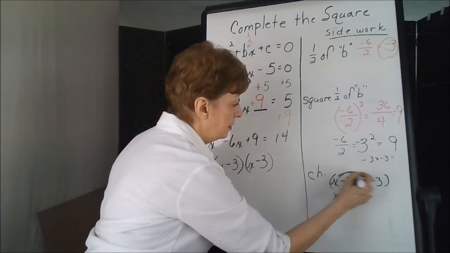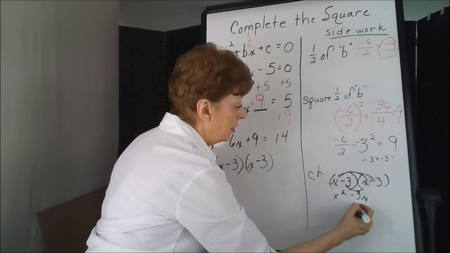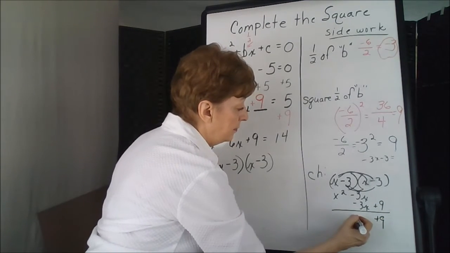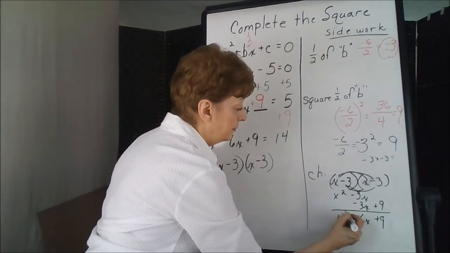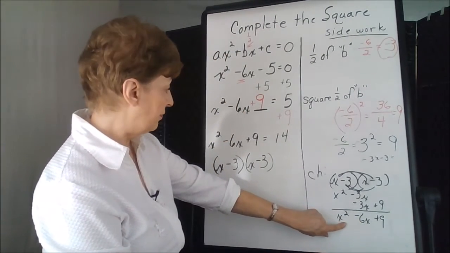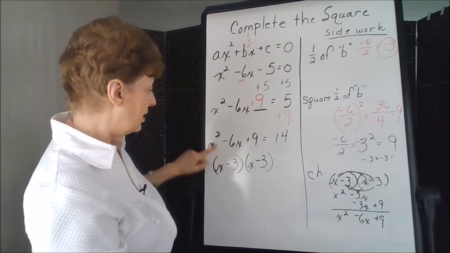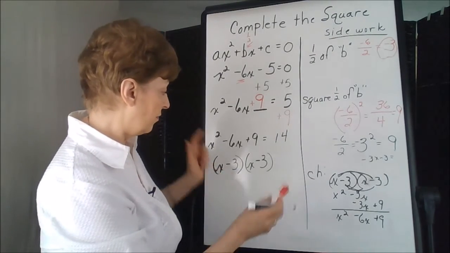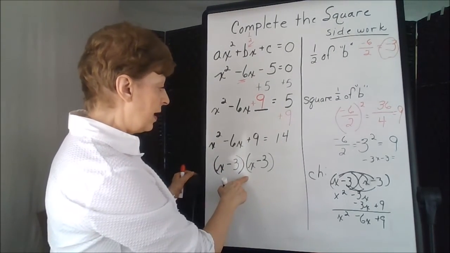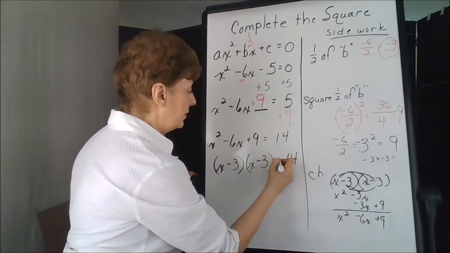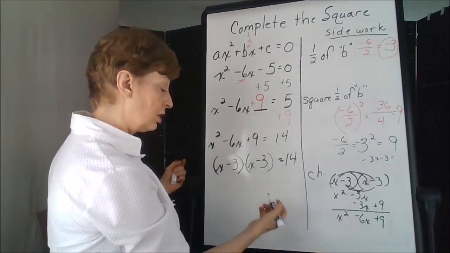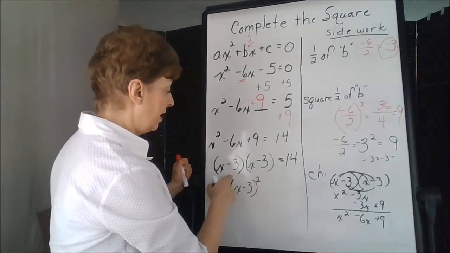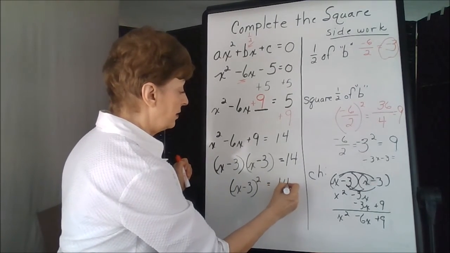Here's our x squared minus 3x minus 3x plus 9. So that perfectly foils back to what we were factoring. So we know that that is the square, that we've done our foiling perfectly. And this equals 14. This part can be looked upon as x minus 3 squared, since it's the same thing, is equal to 14.